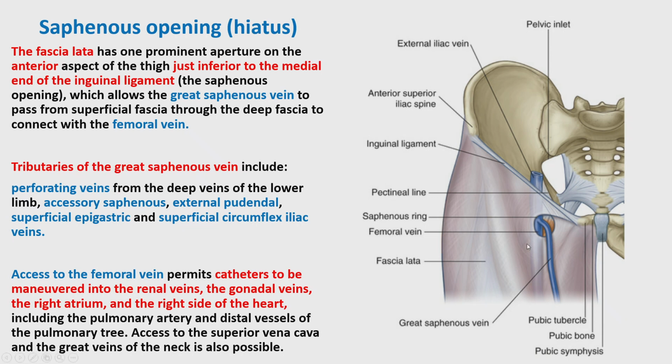So this femoral vein is very important because the access of this femoral vein is important for the insertion of the catheter, and through this femoral vein you can go to the renal vein, to the gonadal vein, to the right atrium, and to the right side of the heart. So this is also clinically important for this matter.